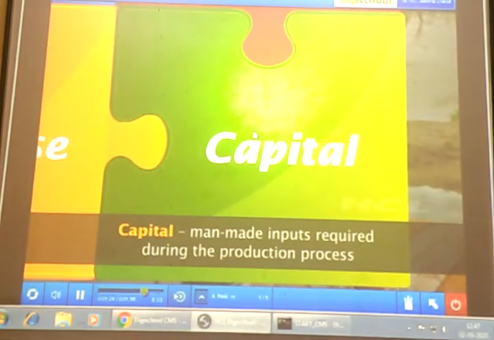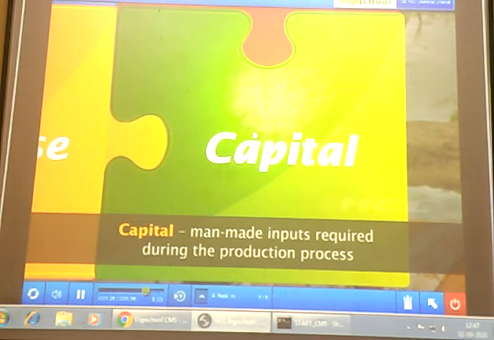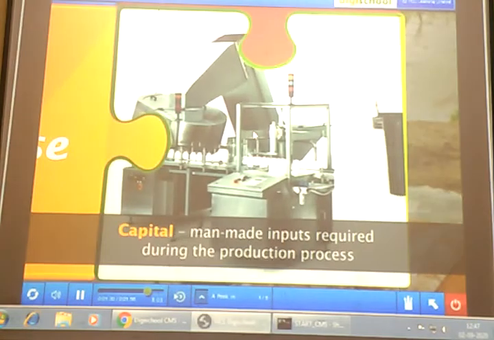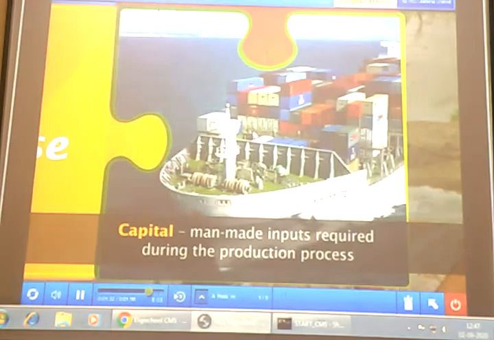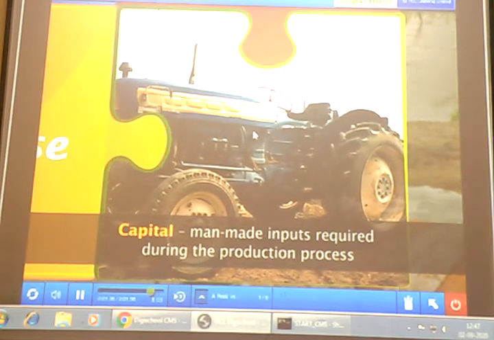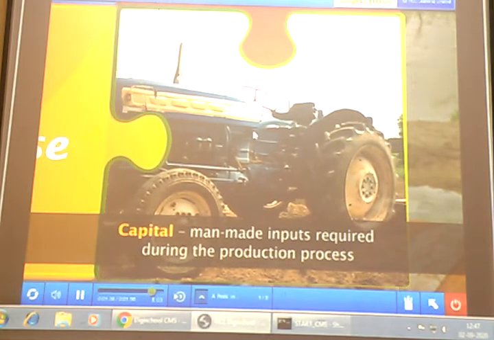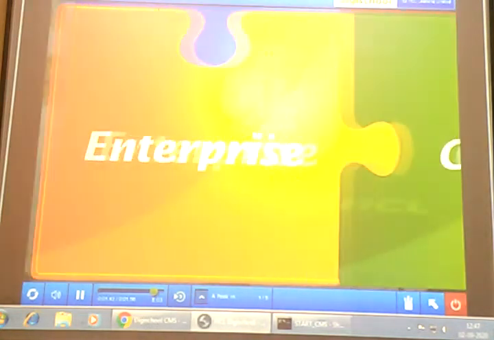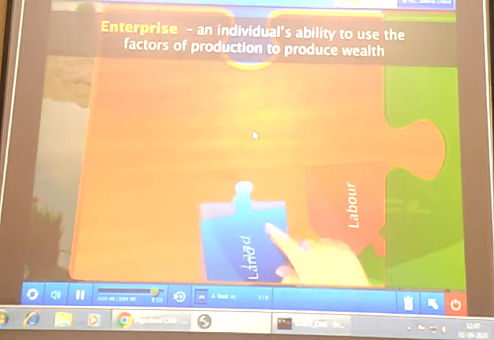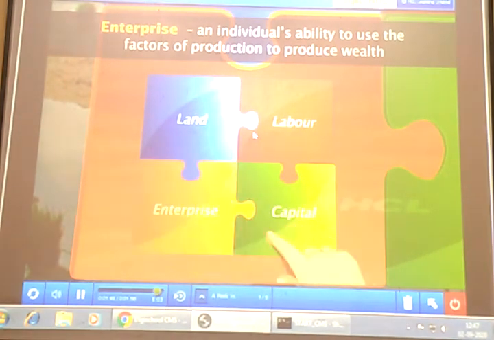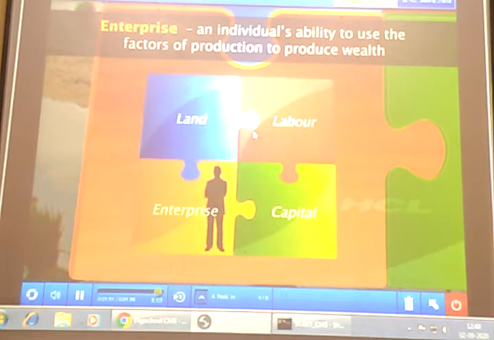Capital is the variety of man-made inputs, such as tools and machines, ships to transport goods, and tractors to plow land, which are required at every stage during the production process. Enterprise is an individual's ability to efficiently use the different factors of production, such as land, labor, and capital, to produce wealth.